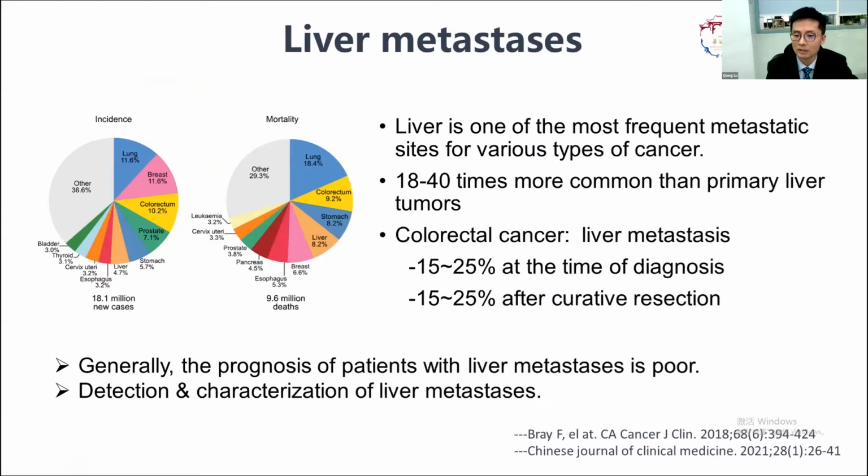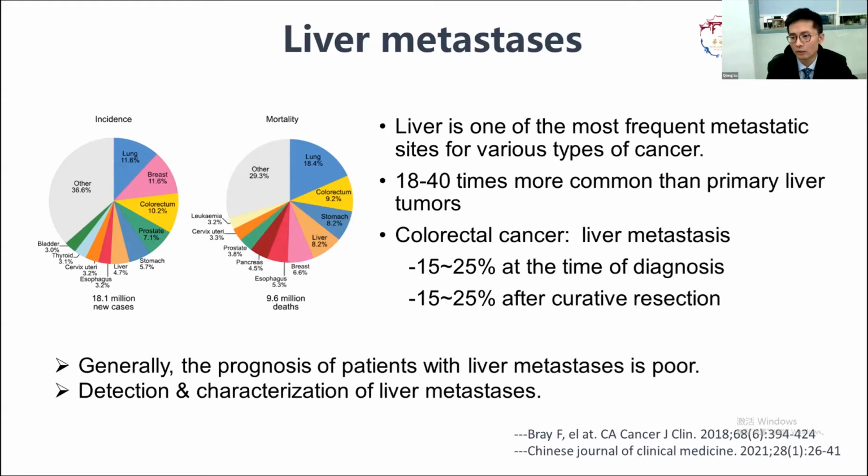With the aging of the population and the development and application of screening and diagnostic tools, the cancer incidence has increased in the past several decades. Due to its abundant blood supply and unique portal venous circulation, the liver is one of the most frequent sites of metastasis for a wide range of cancers. It is reported that liver metastasis is 18 to 40 times more common than primary liver cancers.